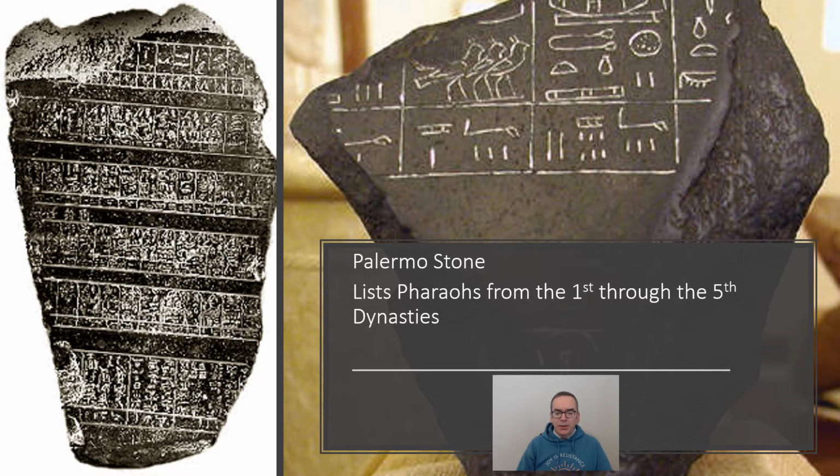So we have a number of written materials that list the pharaohs or kings from ancient Egypt. One very important one is called the Palermo Stone. And as I put here, these lists list the pharaohs from the first through the fifth dynasties.